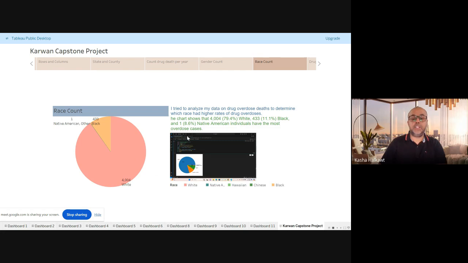The chart shows 4,004, which is 79% white, and 433, which is 11% Black, and 8% Native American individuals have the most overdose cases. It shows here white is 4,004, and it is the same as what I have in the Python.